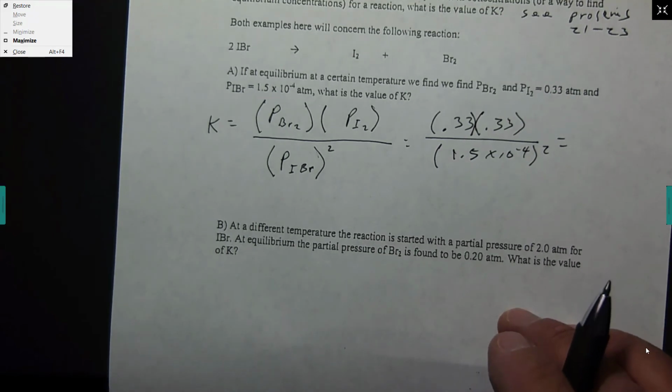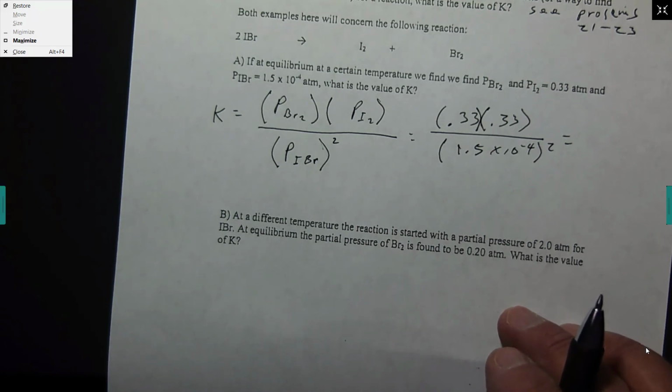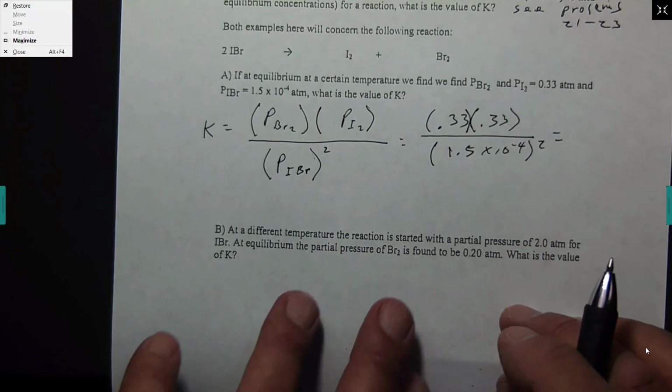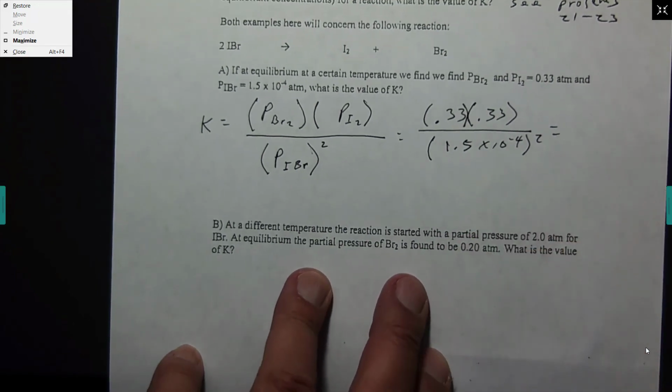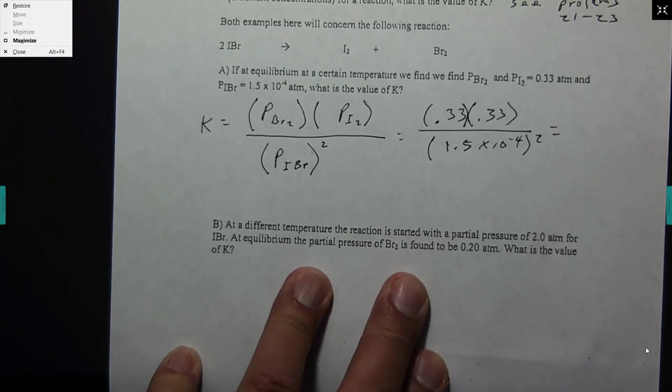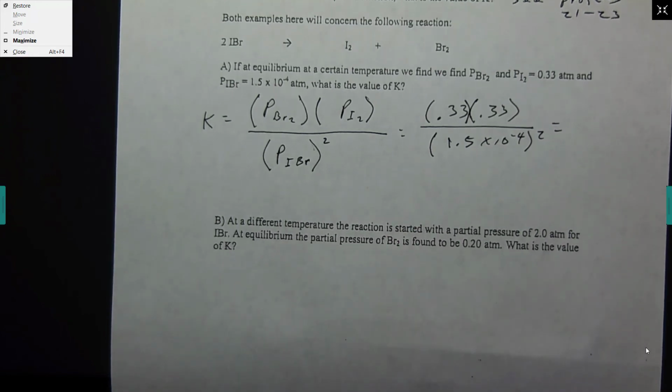Looking for where I actually crunched them out there. Well, if you put these through your calculator, you'll get the value for K on that.